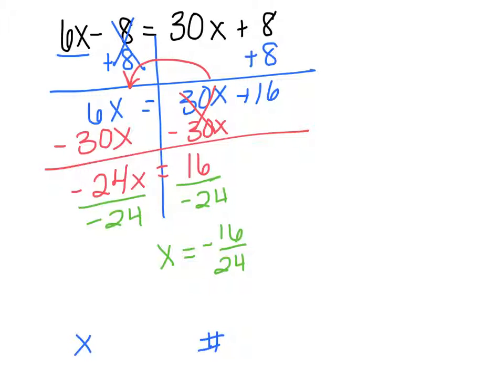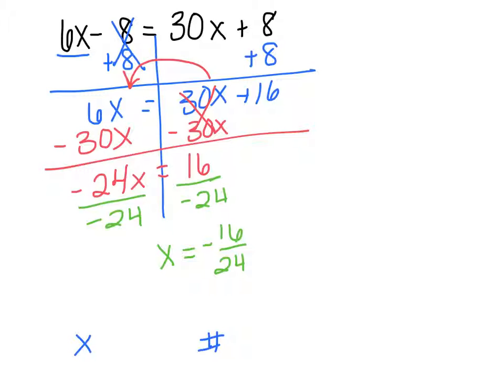I highly recommend, if you have a graphing calculator, put it in there. -16 divided by 24, press enter, you'll get a decimal. On the left-hand side, there's a button that says math. If you press math, choose option number 1 that says fraction, and then press enter, and enter one more time, it will turn it into its reduced form.